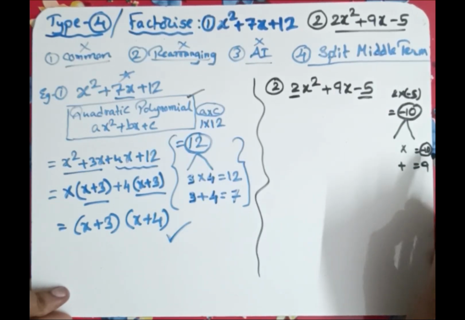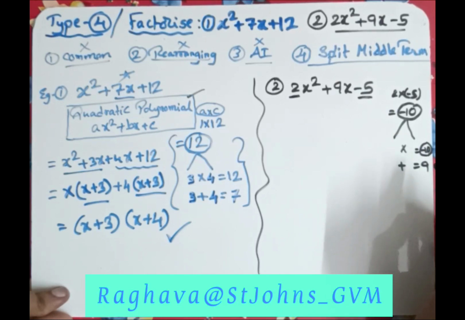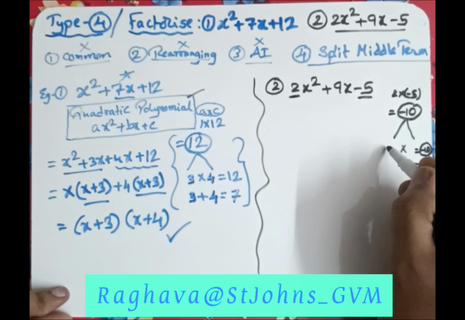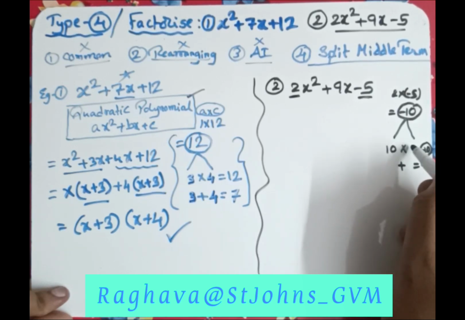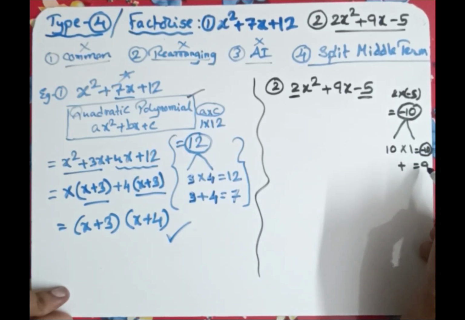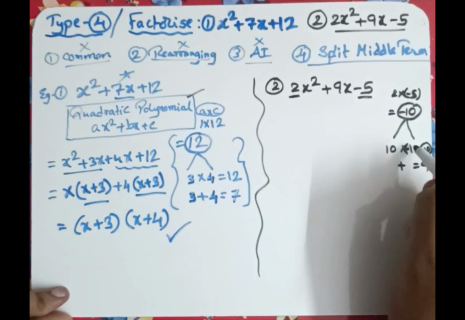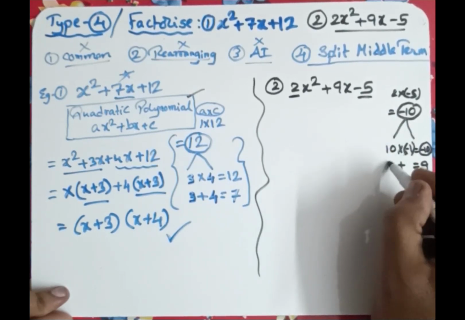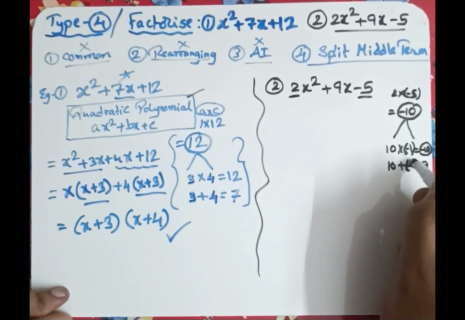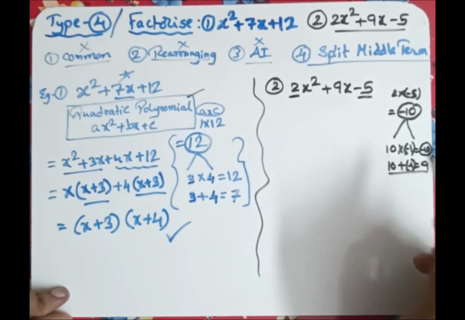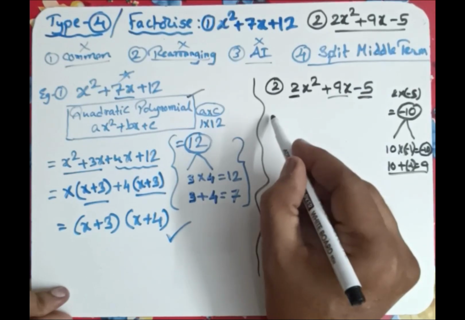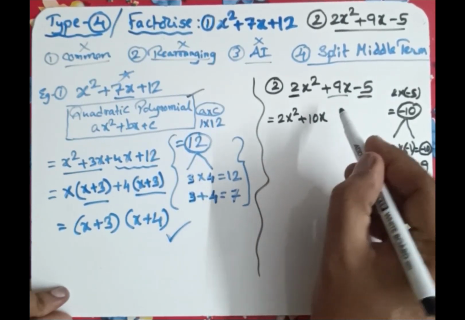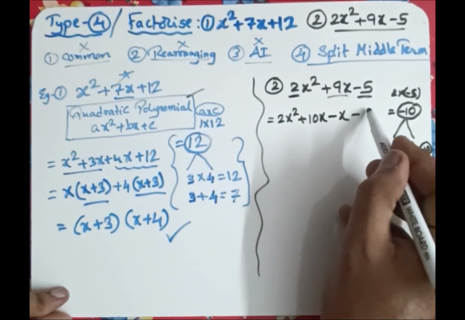3 and 5 or 2 and 5 means we don't get 9, so we go with the 10 table, that is 10 into 1. It's 10, but we need to get a positive 9, so we take minus 1. Always be clear friends, you are very strong in integers. So 10 plus minus 1. Split the 9x in this way. So we get 2x square plus 10x minus x minus 5.